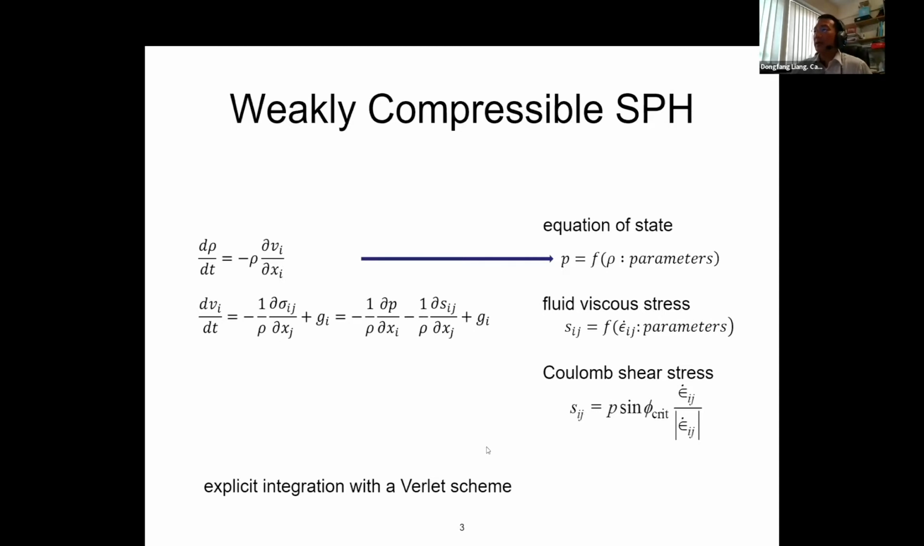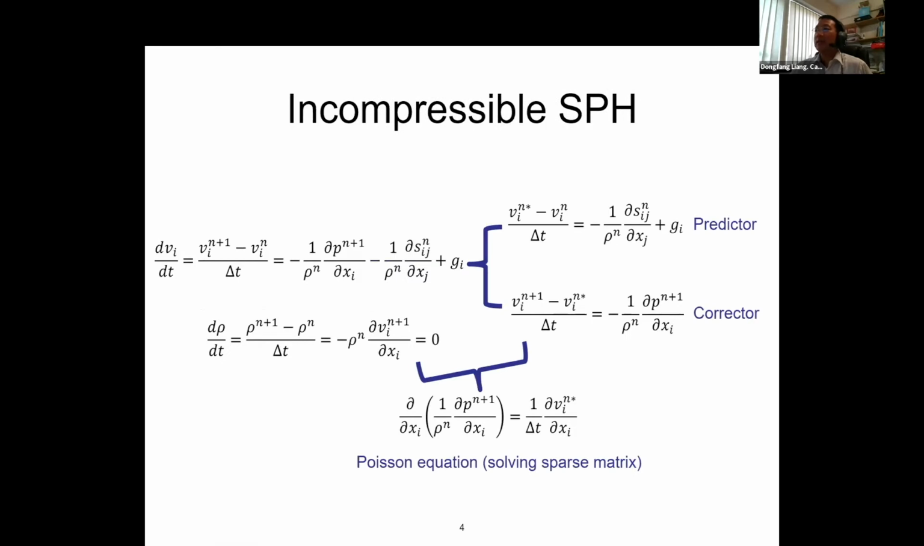Here, the shear stress is related to the internal friction angle of soil and the effective stress, so basically the normal stress between soil grains. In our simulations, we use incompressible SPH, so the standard projection method is used. Between the predictor and corrector steps, we solve the Poisson equation to guarantee the divergence of the flow field is 0.